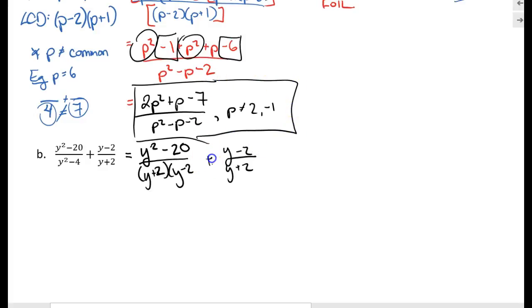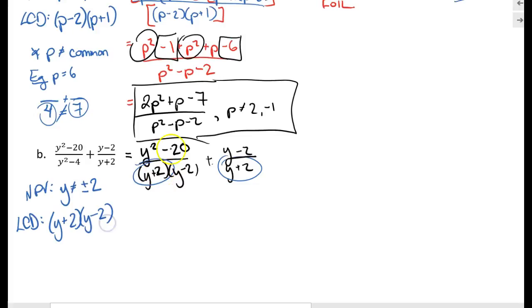So we've got to leave it like this. Step 2 is our non-permissible values. So we've got y can't be positive or negative 2. For my lowest common denominator, because we actually see y plus 2 showing up in both, I'm only going to write it once, and that accounts for both scenarios. But then I also need y minus 2 because of that first expression.